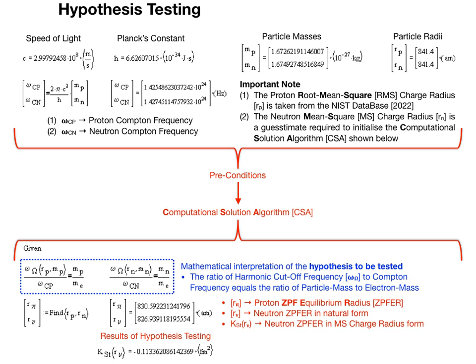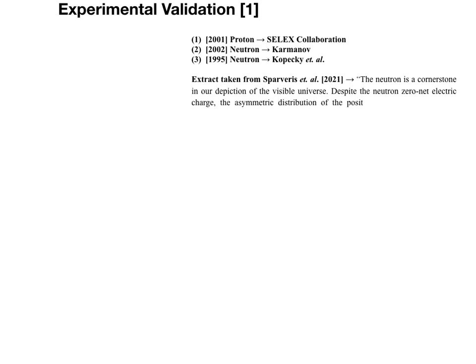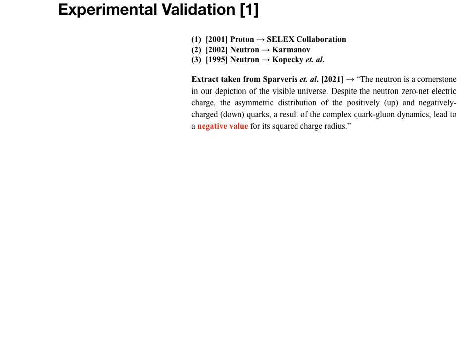Let's now compare our results to authoritative sources. The first set of comparisons to authoritative sources we shall make involves two of them. That is, the SELEX collaboration measurement of the proton root mean squared charge radius in 2001, and the neutron mean squared charge radius measured in 1995 by Kopetsky and utilized in 2002 by Karmanov.